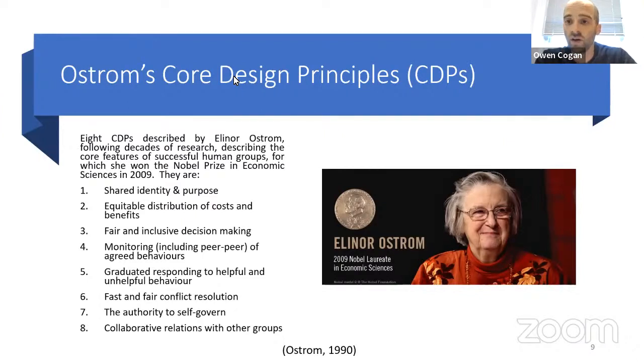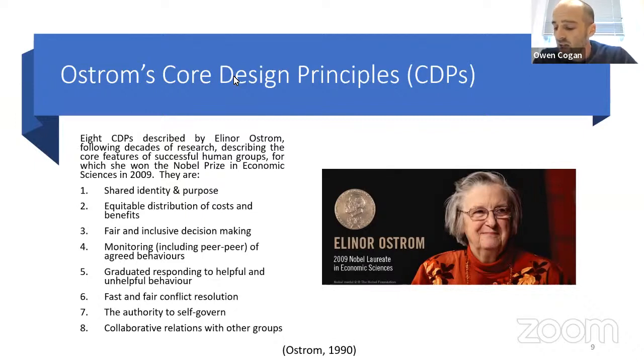And often it was gently at first, but the most extreme outcome was that a member was asked to leave the group, and that was quite common across these groups. Number 6, there were fast and fair conflict resolution mechanisms in place to resolve differences. Number 7, there was recognition of the rights to organize, so that group members had the authority to manage their own affairs without external interference. So the group had a bit of elbow room to do their own thing and manage their own interests.